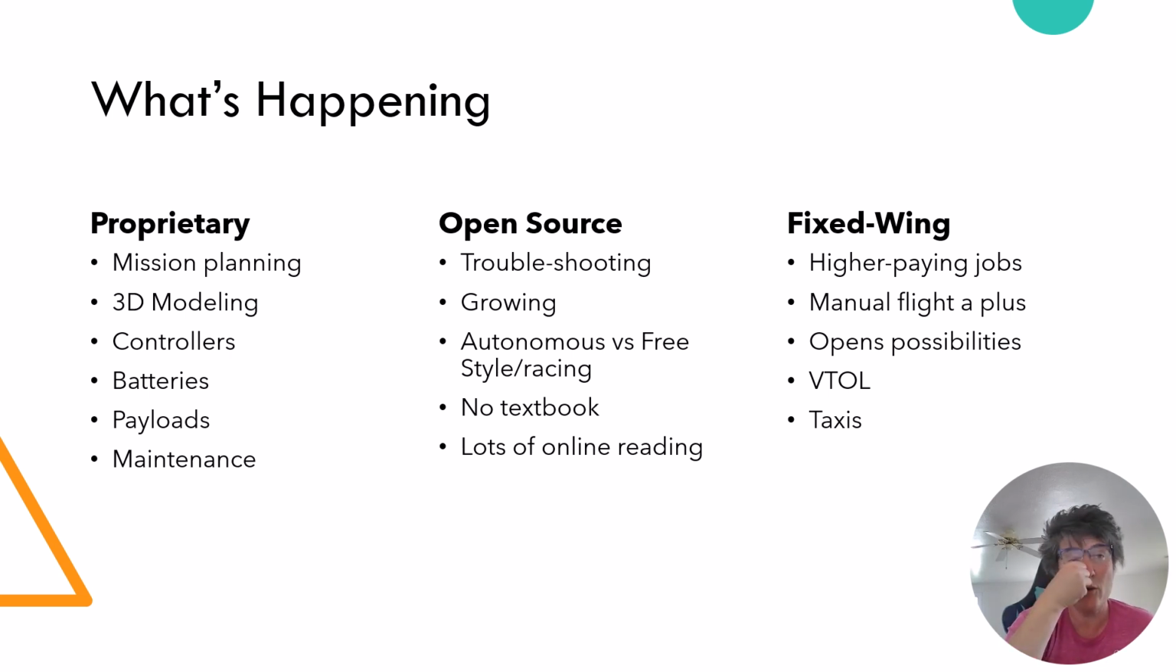It is a growing part of the industry, and you've got some things that we'll kind of go over towards the very end of this course that talk about an autonomous drone versus a freestyle drone versus a racing drone, and when you would need what type of software. Lots and lots of online reading, lots and lots of troubleshooting. And then the fixed wing arena is also growing like crazy. They typically are where the higher paying jobs are, okay? Being able to fly, maintain, manage, all that kind of stuff, a fixed wing drone.